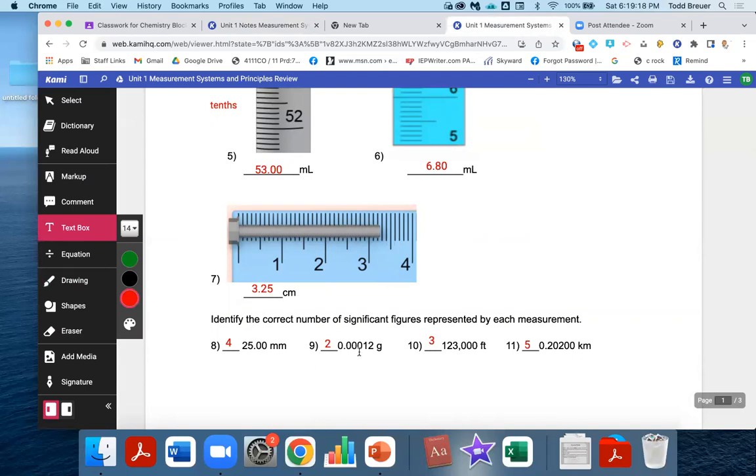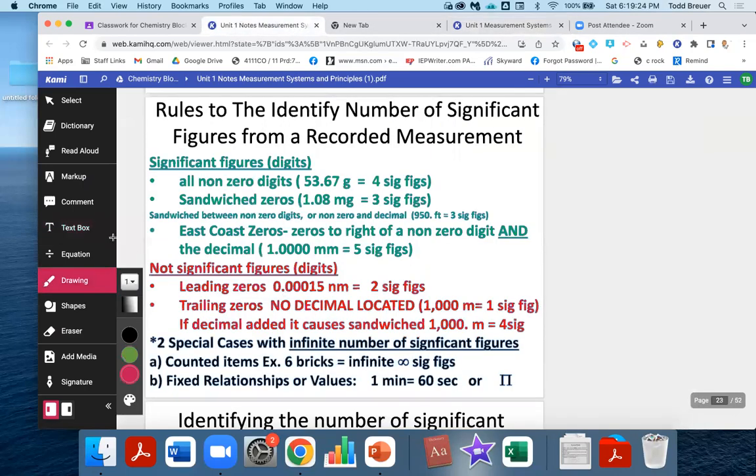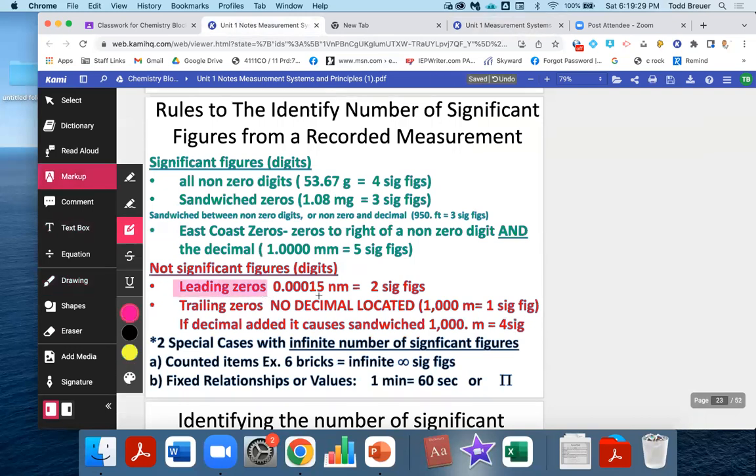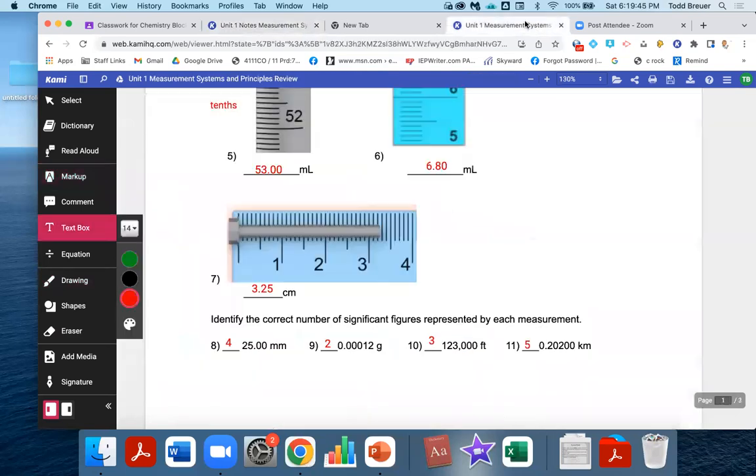Let's take a look at number 2. In number 2, the rule that is the most important is this rule right here about leading zeros. Leading zeros could be a whole string of zeros before we actually get a non-zero digit. They lead the value. So this guy here is only 2 significant figures. Only the 1 and the 5 are significant. And we call those leading zeros. And that's exactly what we have going on here with 0.00012. They lead the value. So only the 1 and the 2 are significant figures.